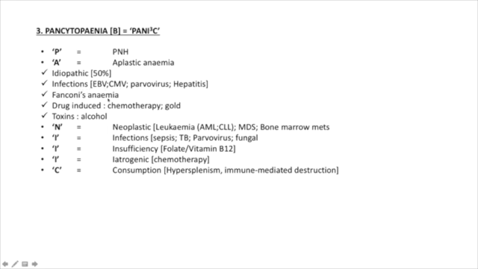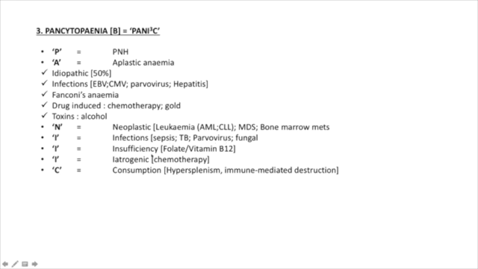It can be Fanconi's anemia. Drug-induced in the way of chemotherapy or gold, and it could be toxin-induced. The N from PANIC stands for neoplastic, where we're looking at leukemias like acute myeloid leukemia or chronic lymphocytic leukemia. It could be a myelodysplastic syndrome or bone marrow metastasis. The I, the first of the three I's, is infection, which speaks to sepsis, TB, parvovirus, or fungal infections.